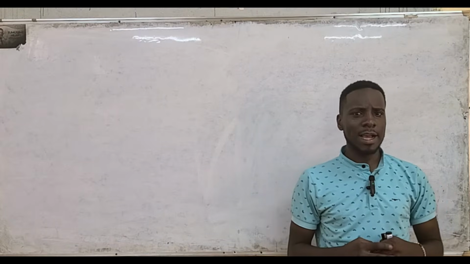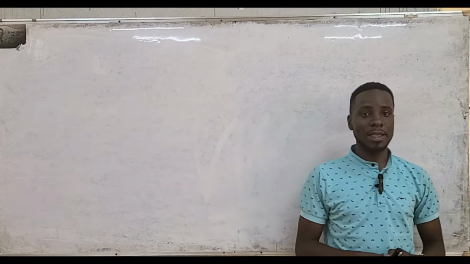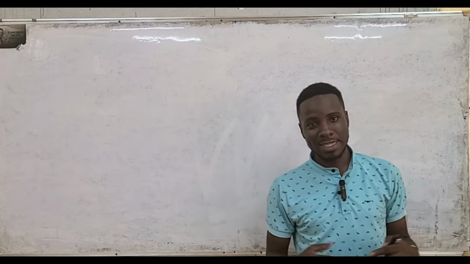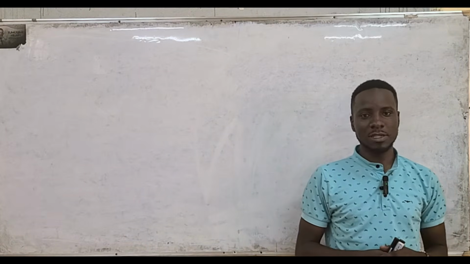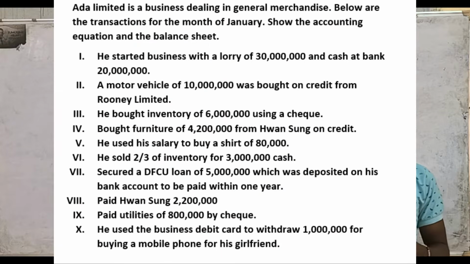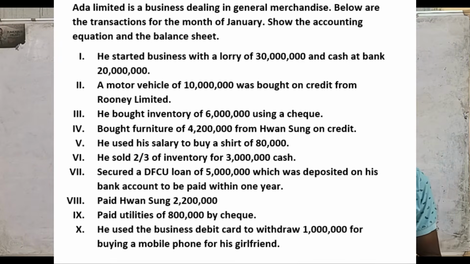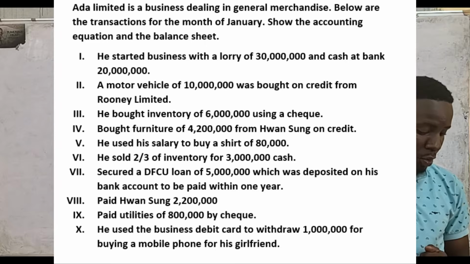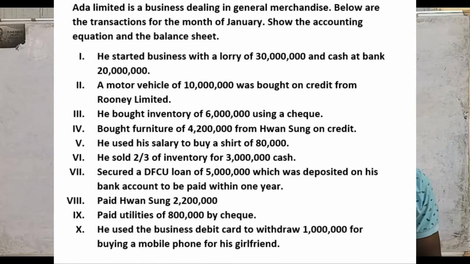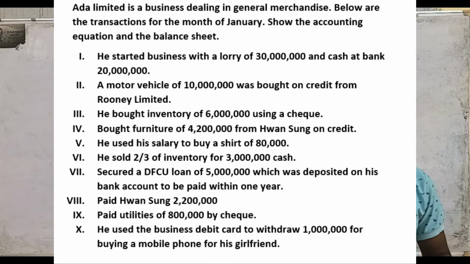So today I would like us to do a more practical number, or a more practical sense of number, that is going to help us understand better what is meant by the accounting equation. And I do believe by the end of this, your understanding will be enhanced. So the question says, Ada Limited is a business dealing in general merchandise. Below are the transactions for the month of January. Show the accounting equation and the balance sheet. So they've given us the transactions down.